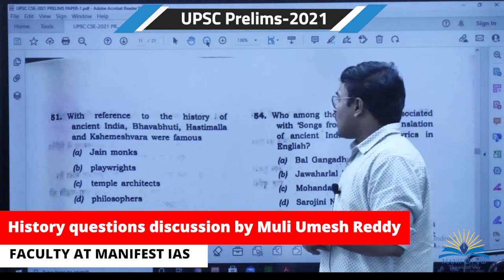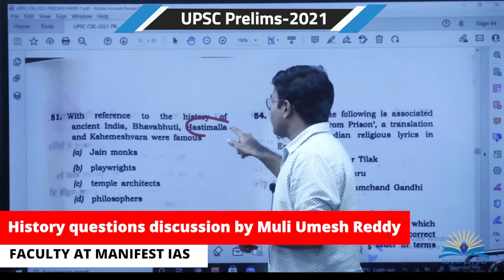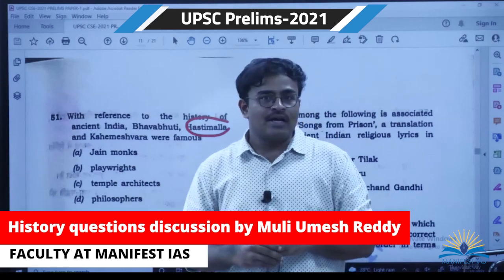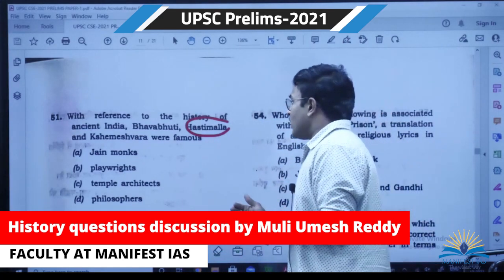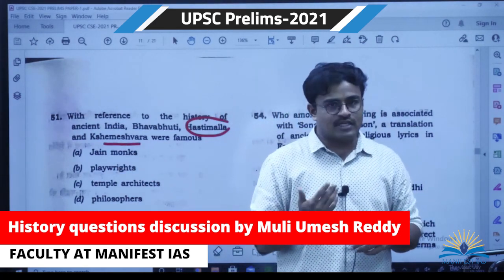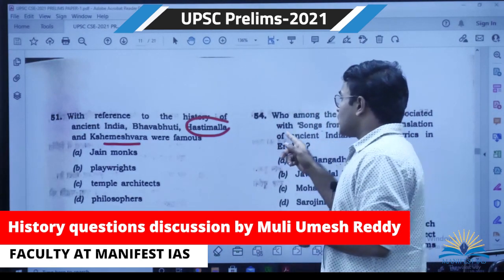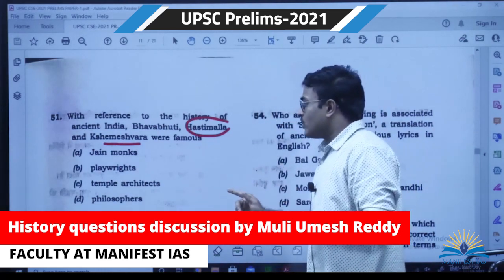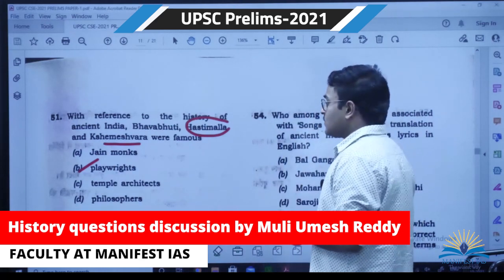Of these three, Hastimala is a completely unknown personality, whereas Bhavabhuti is a very famous author and dramatist of ancient India. Particularly, he has written a book called Malati Madhava. Along with that, there is Kshemeshwara, who is also known as Kshemendra. He is considered to be a poet of the Kashmir region. So based on the terms Bhavabhuti or Kshemeshwara, if you know at least one of them, forget about Hastimala, then you will know that they are playwrights of ancient India. So the answer to the first question is B.